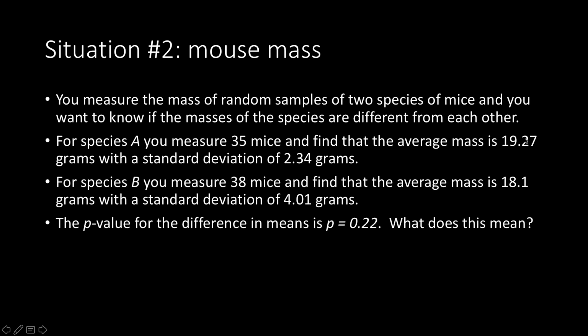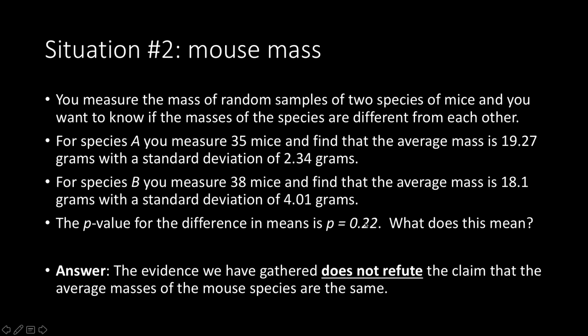Now again, you see that the averages are different from each other, but they also have a spread for each one of the samples that you gathered. We want to know if the masses are truly equal to each other, and what we're seeing, this difference here, is maybe just random chance. So the p-value that we find is 0.22. What's that mean? Well, what that means is there's a 22% chance of finding the difference that we got, assuming that the masses were actually equal to each other.